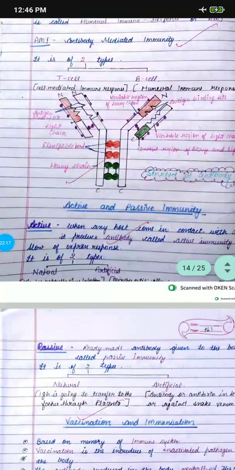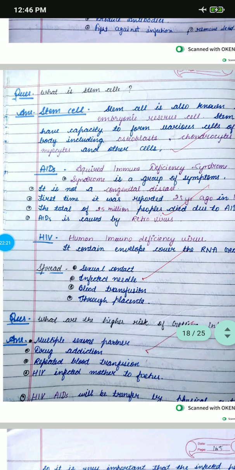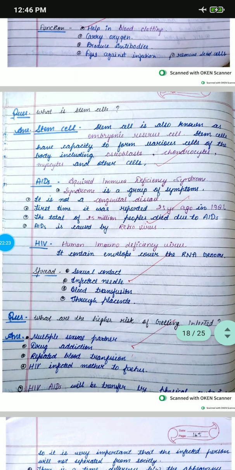What are stem cells? Stem cells are also very important. A stem cell is known as the embryonic reserve cell. Stem cells have the capacity to produce osteoblasts, chondrocytes and myocytes. These stem cells are present at the time of birth or in the teen years. If your bone marrow is not working, then you have to perform the growth of stem cells, which can also become bone marrow.